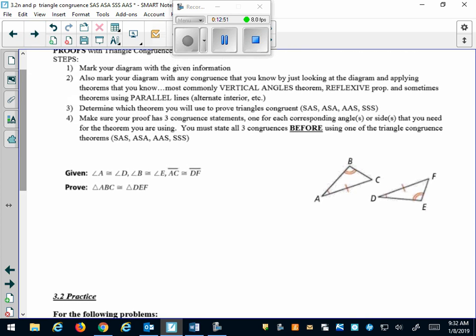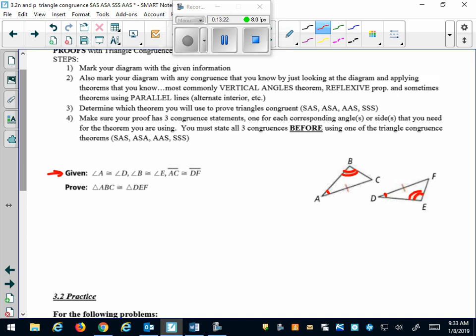First, you mark your diagram with the given information. That's the same first step that you've always done. So if we look at this given here, angle A is congruent to angle D. Here's our diagram. They marked it for us. Angle A is congruent to angle D. It's really, really important that you mark your diagram, especially with these proofs. Okay, angle B is congruent to angle E. So again, they did that for us, B and E.